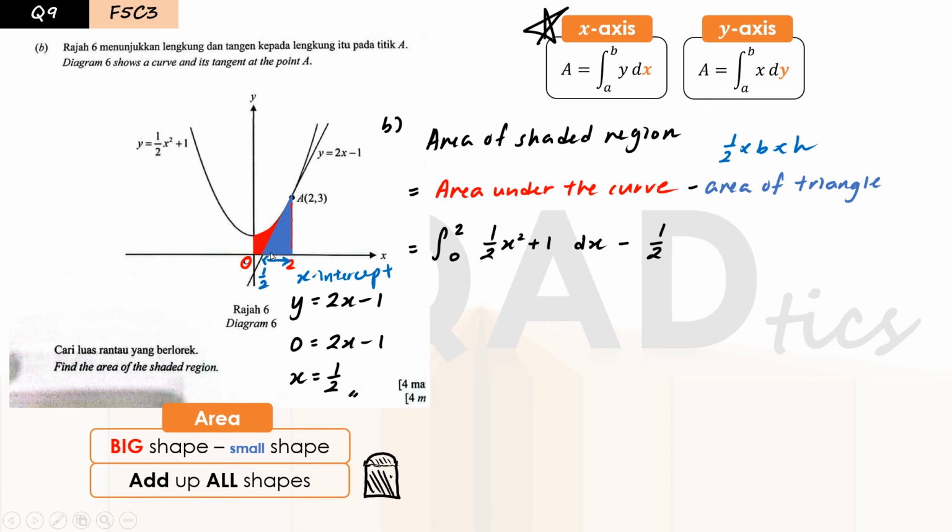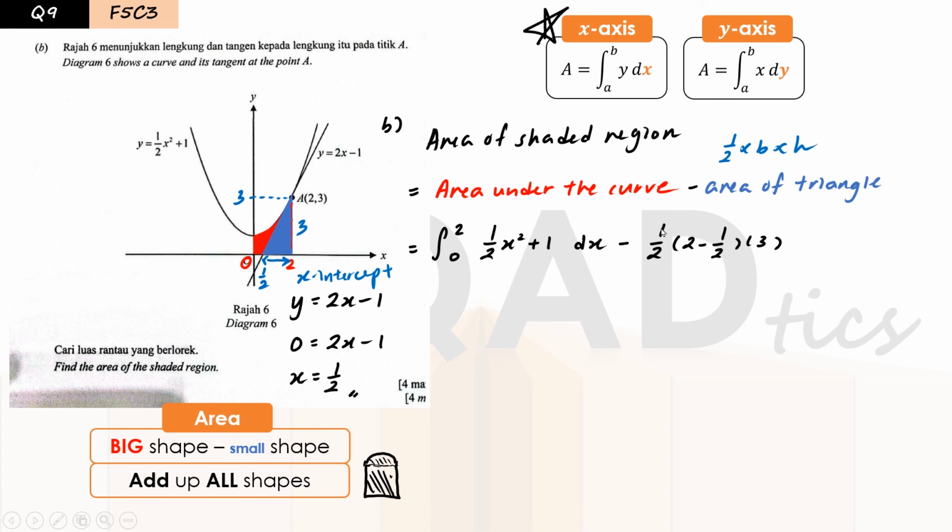So if we want to find out the length here, it would be 2 minus 1 over 2. And for the height here, we can actually use the y coordinate of this point, right, which is 3. So the height here is 3.